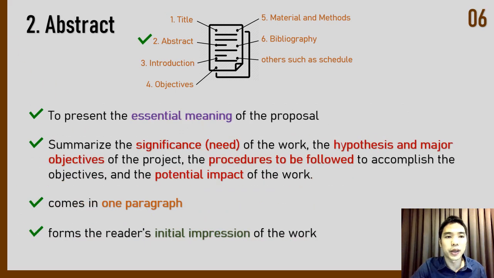And the next part would be the abstract, which is probably the most important one because it presents essential meaning of the proposal. It will summarize the significance or the need of your work, as well as some hypotheses and major objectives of the project, and also the procedures to be followed to accomplish the objectives, and the potential impact of the work. It comes in one paragraph, and it forms the reader's initial impressions of your work.